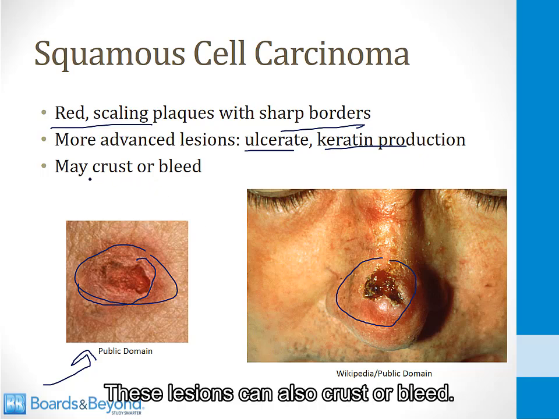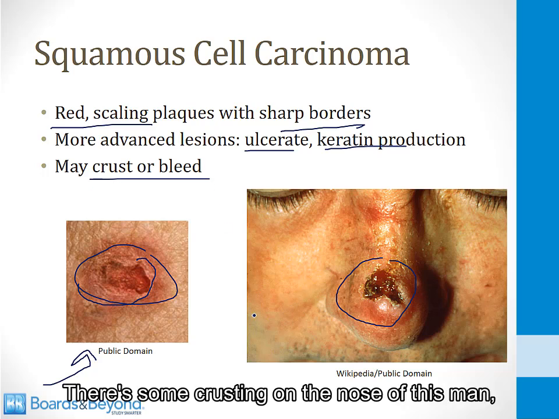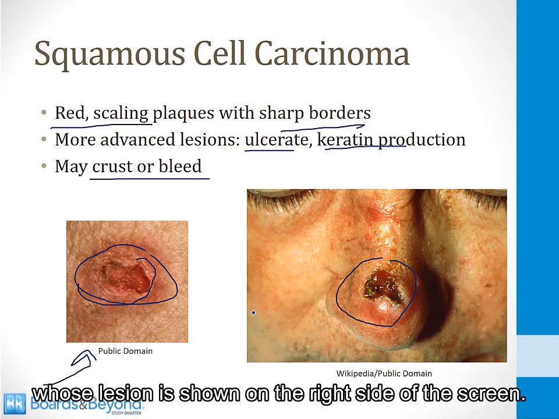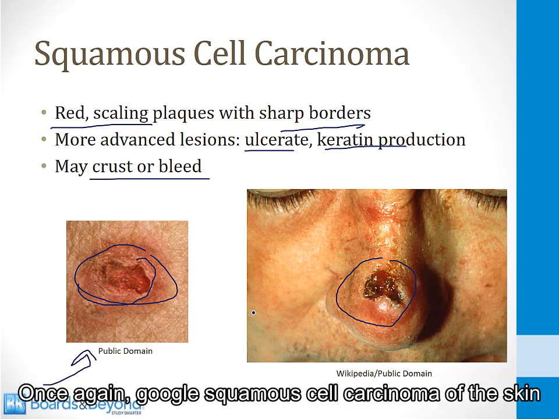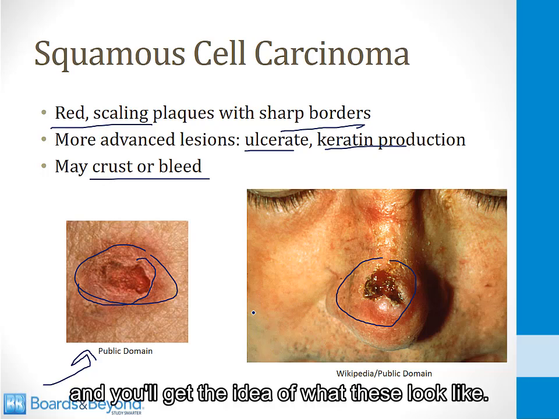These lesions can also crust or bleed. There's some crusting on the nose of this man whose lesion is shown on the right side of the screen. Once again, Google squamous cell carcinoma of the skin and look at about 10 pictures, and you'll get the idea of what these look like.